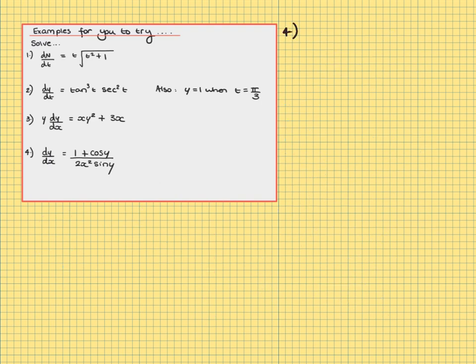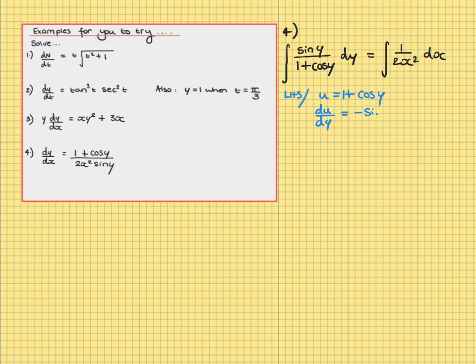Now our last example here, number 4. We need to separate the variables with the y terms on the left-hand side and the x terms on the right-hand side. So on the left-hand side, I am going to get the integral of sine y over 1 plus cos y dy. And on the right-hand side, I'll have the integral of 1 over 2x squared dx. Now it's the left-hand side where we're going to need to do some integration by substitution. So I'm going to need to let u equal 1 plus cos y. Du by dy is equal to negative sine y.